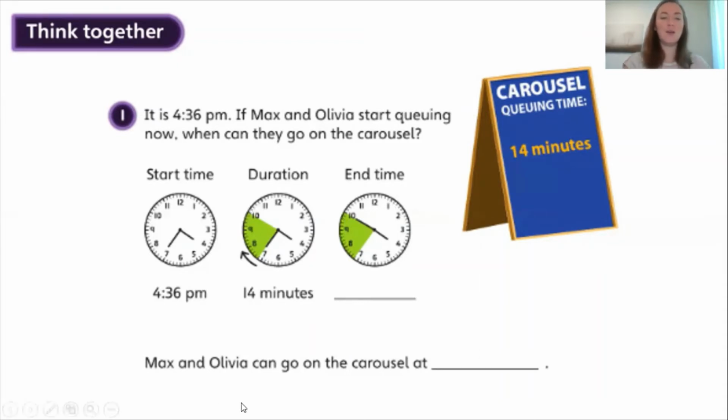All right, so 4:36 p.m. was the start time, 14 minutes of queuing. I'm going to add on 14 minutes onto 36. So 14 add 36 gives me 50. So the end time is 4:50 p.m. Max and Olivia can go on the carousel at 4:50 p.m.